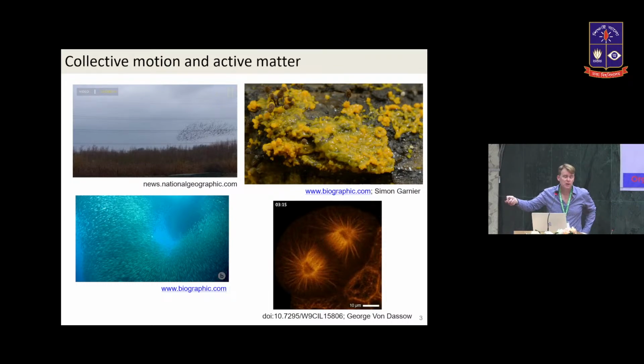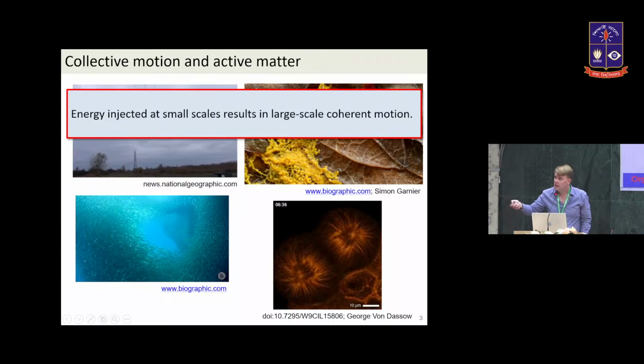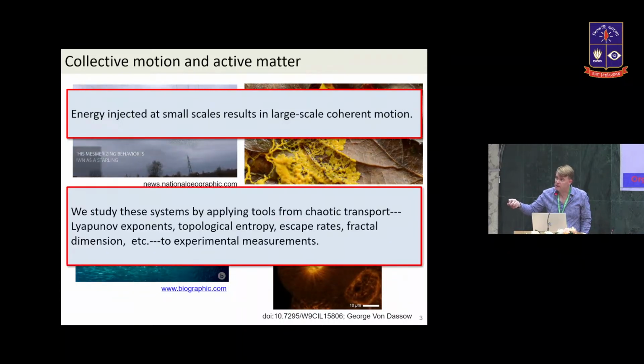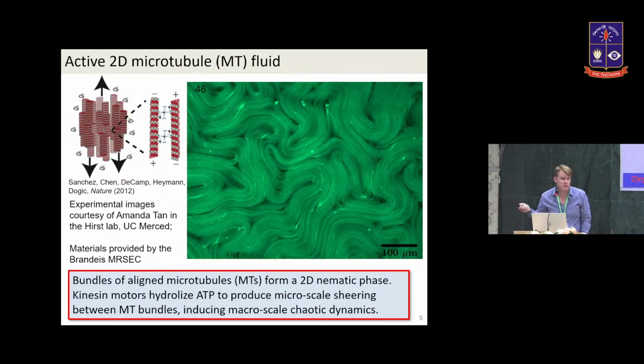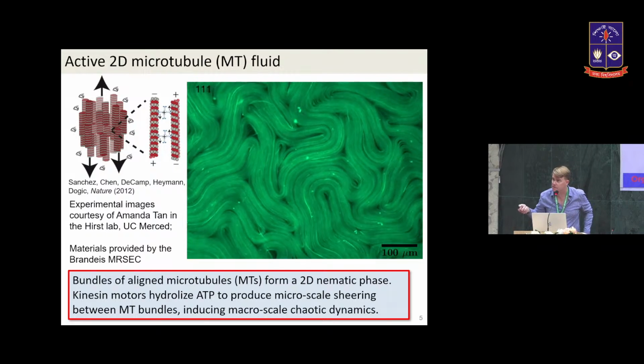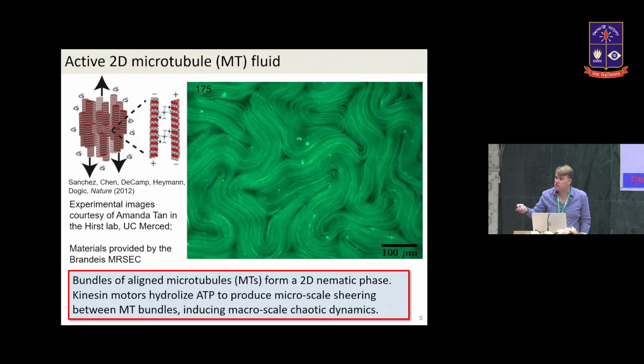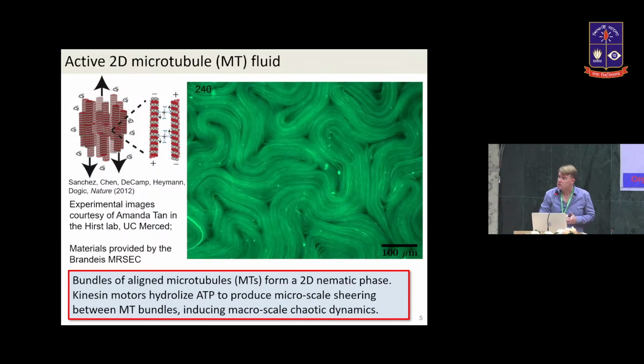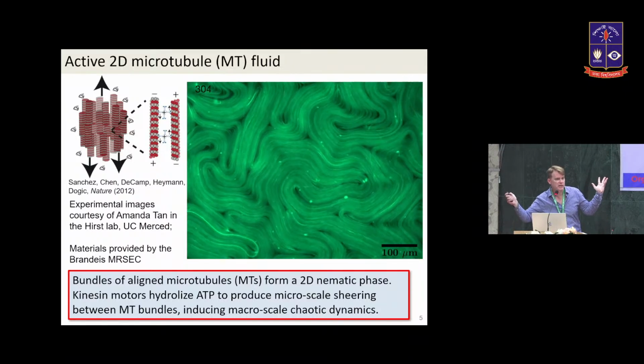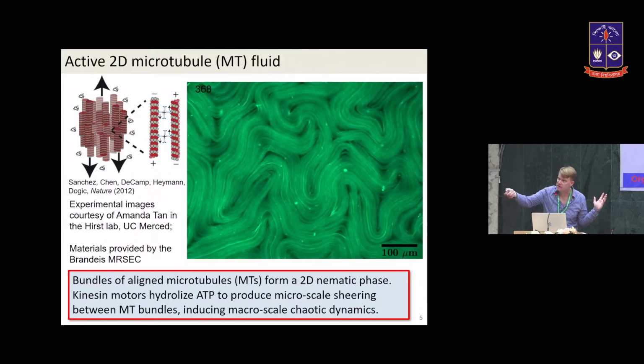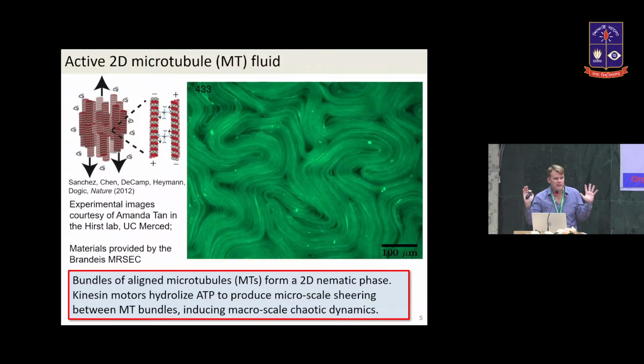Now, this system was pioneered by Zvonimir Dogic, who is currently at the University of California, Santa Barbara, a little over a decade ago. And there's been a lot of work on this system. This particular video was taken in the lab of Linda Hirst at UC Merced, which is where I'm from, by her student Amanda Tan. Okay, so being somebody who's interested in chaos, as soon as I saw this kind of data, I said, this is a system that I have to study.